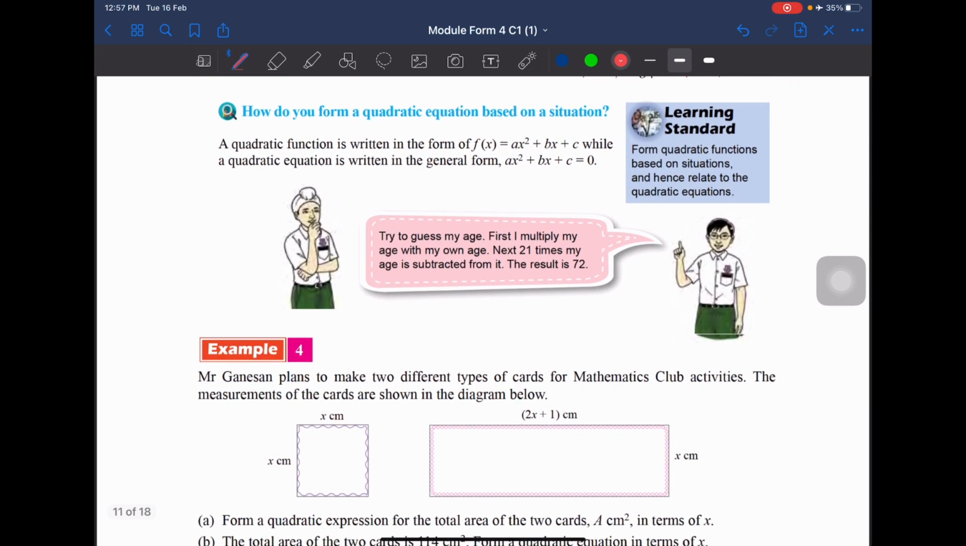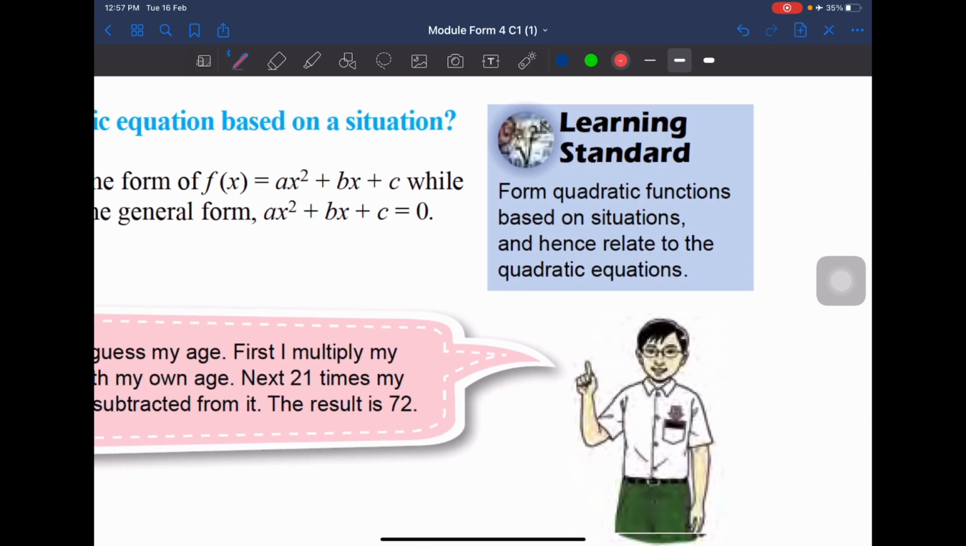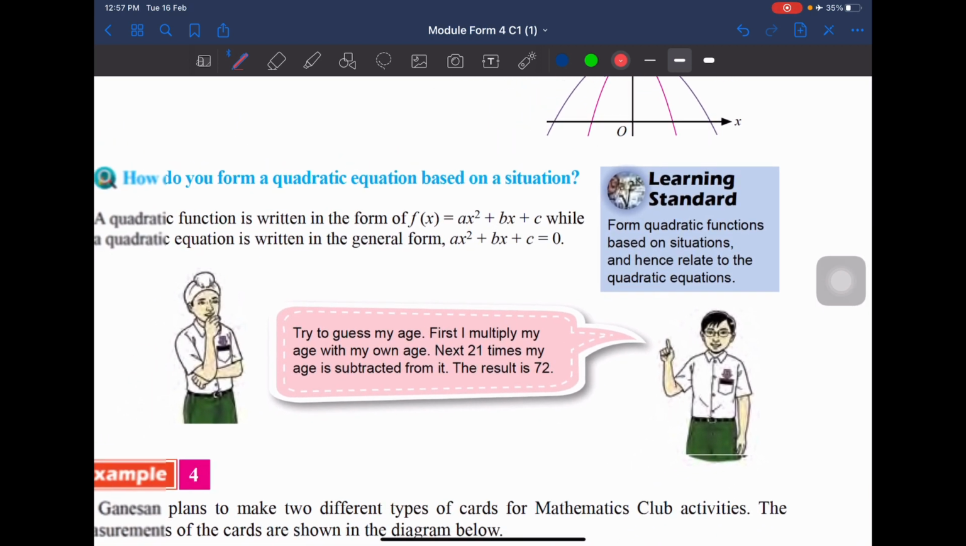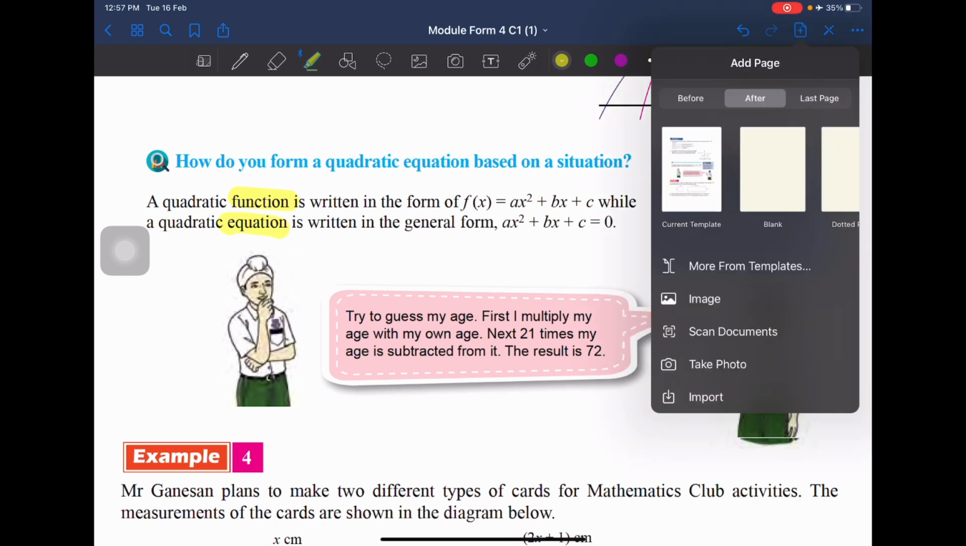Okay, and for the last part for today's class, your learning standard is, you need to know how to form a quadratic function based on a situation and hence relate to the quadratic equation. Okay, sekarang tengok di sini. A quadratic function is written in the form of f(x) equals ax squared plus bx plus c, while a quadratic equation, tadi function, ni equation pula, is written in general form ax squared plus bx plus c equals to 0.